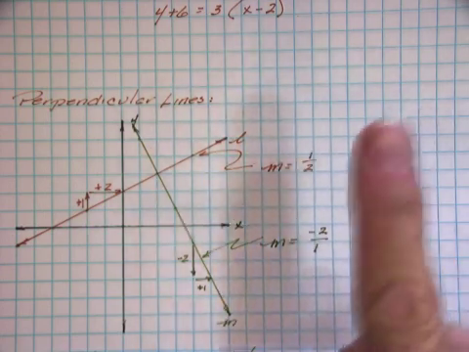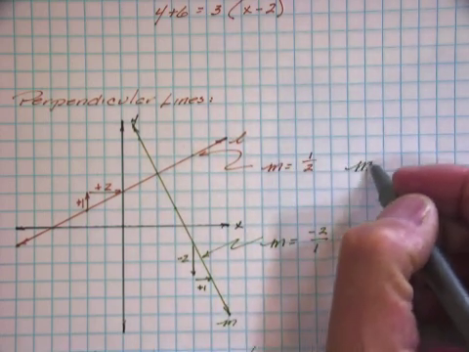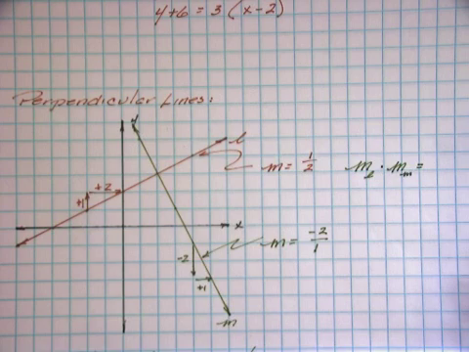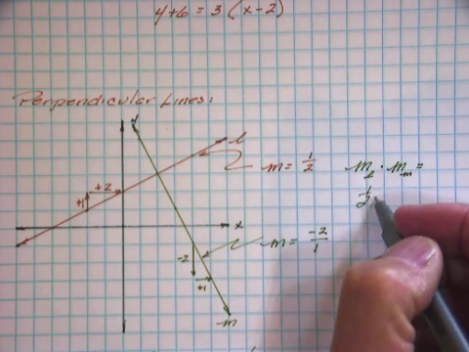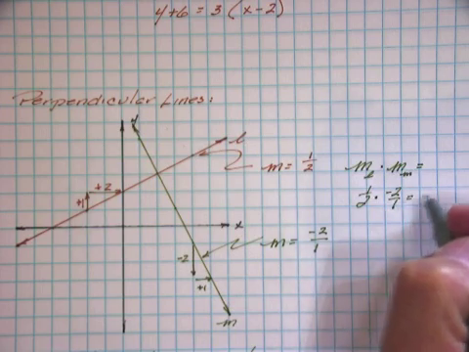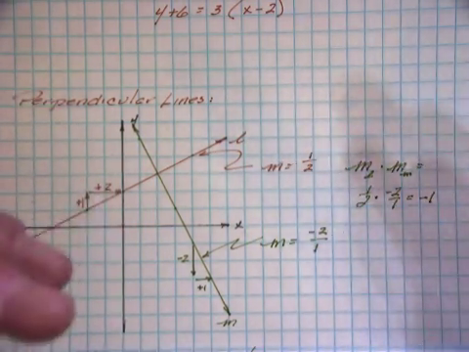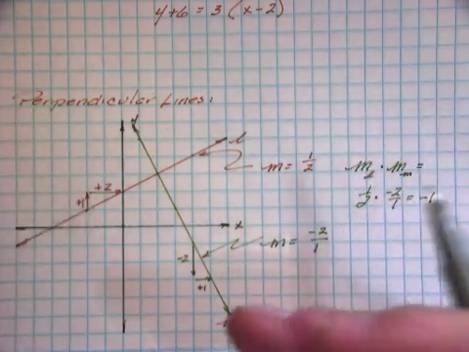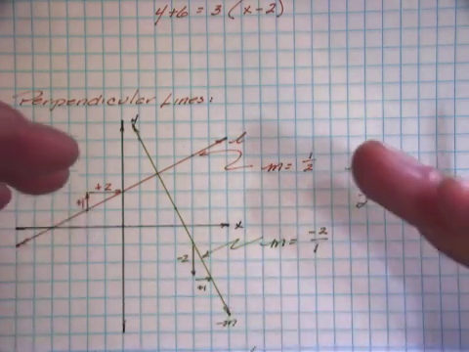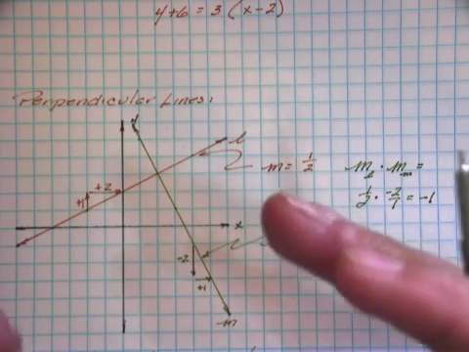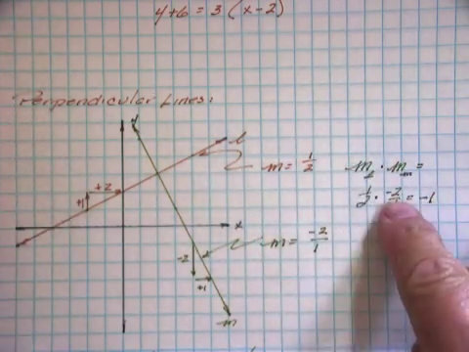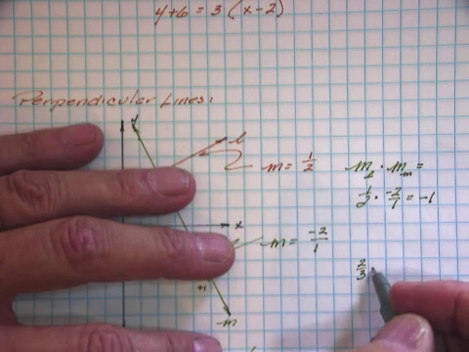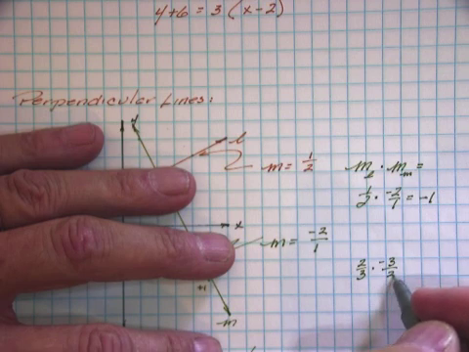Now I want you to look at these two. This slope is 1/2, and this slope is -2/1. What's interesting here is if I take the slope of line L times the slope of line M, what do we get? 1/2 times -2/1 equals -1. If two lines are perpendicular, the product of their slopes is always -1.